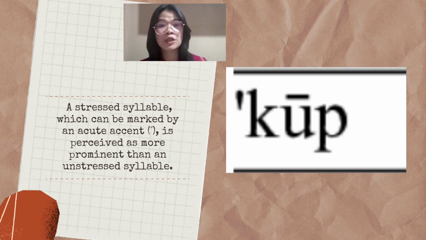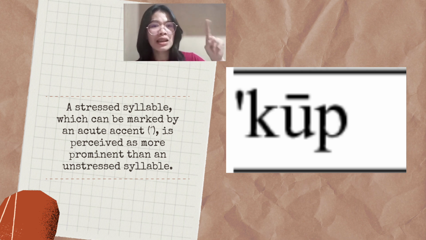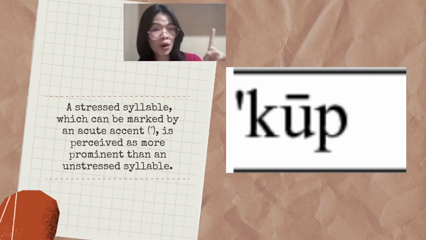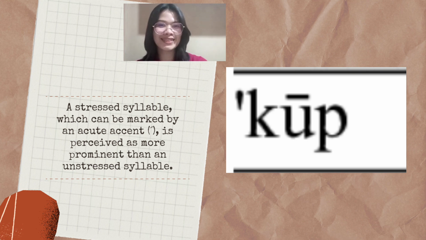We need to know that a stressed syllable, which can be marked by an acute accent, that is like the apostrophe in the beginning of the word that you're seeing on the other side, is perceived as more prominent than the unstressed syllable. So when you see a word with this stress mark, it means that you will be pronouncing that part, the more stressed syllable, more than the other unstressed syllables.